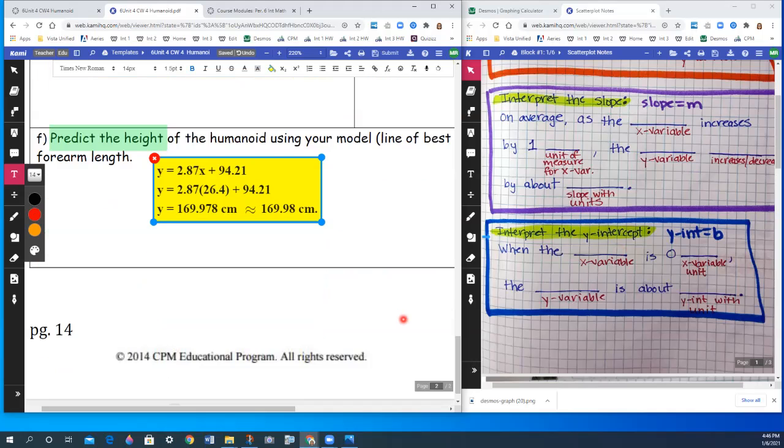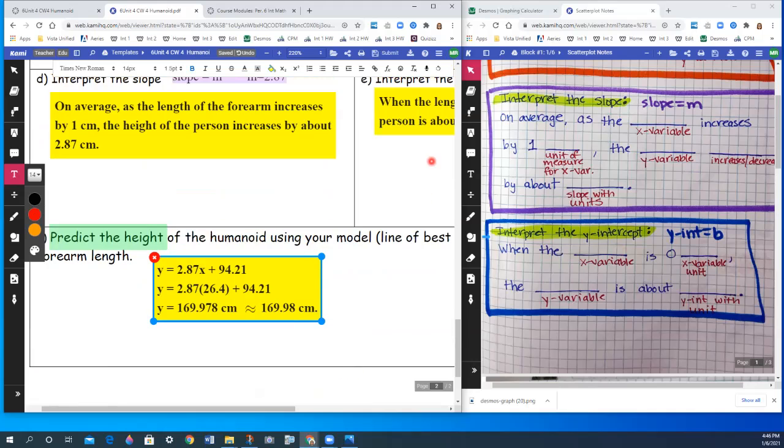Now, that's all that they asked for on this worksheet. Eventually, we would be asked to find the residual, maybe talk about the correlation coefficient, but that's all that they ask us for this one. Hopefully, you found this helpful. And we want to make sure that you guys can do this without me. That's going to be our goal.